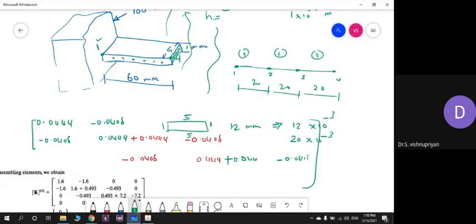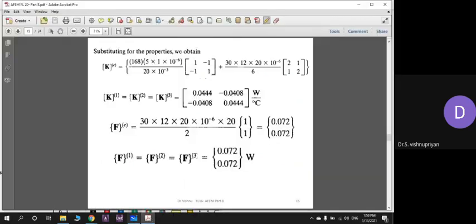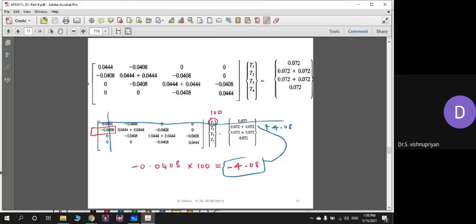T1 is 100 degrees. So that means we cannot simply remove the rows and columns, but we have to be a bit careful here. We know this is 100. So anyway, we remove the first row and first column because the temperature is given, is fixed as 100. So we remove the first row and the first column.